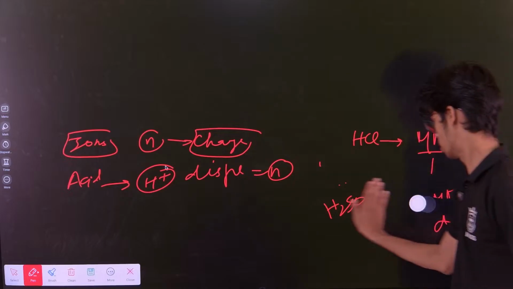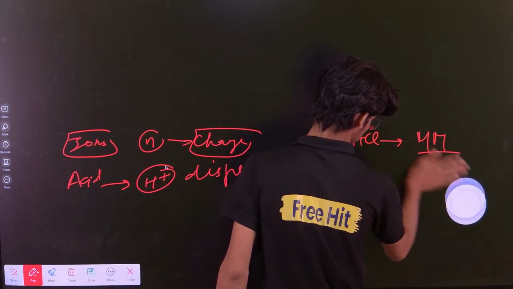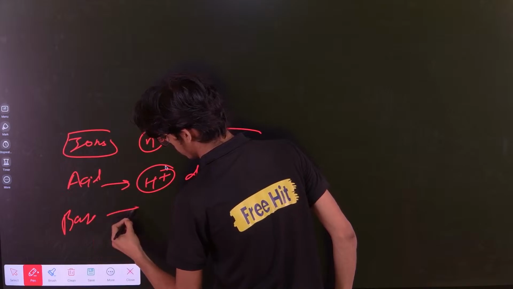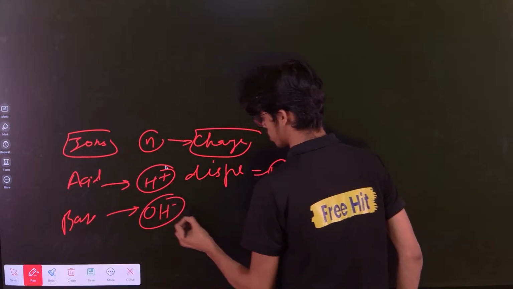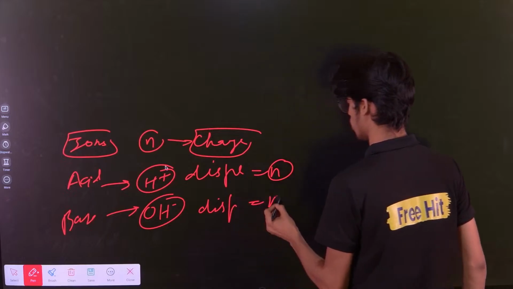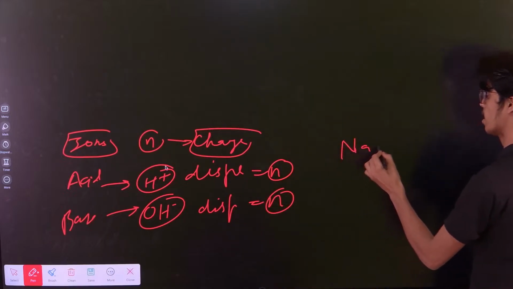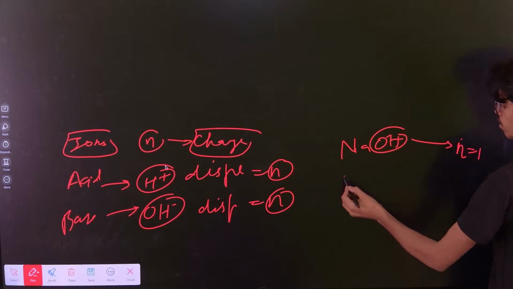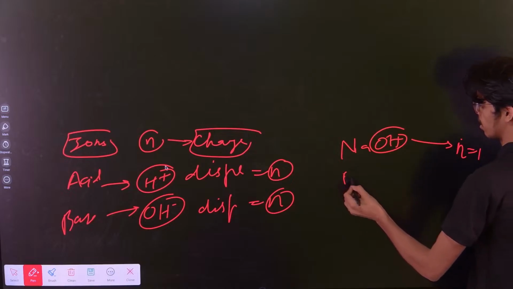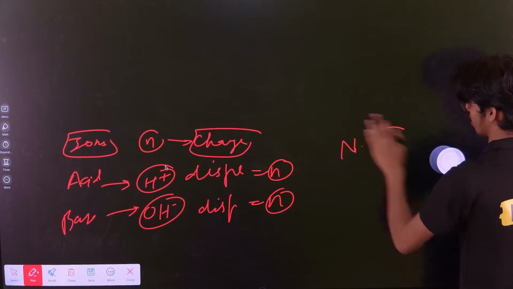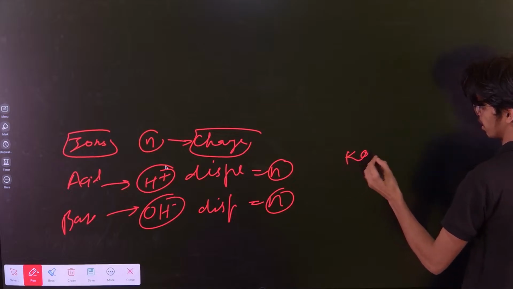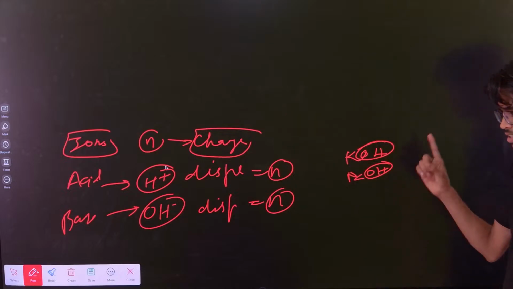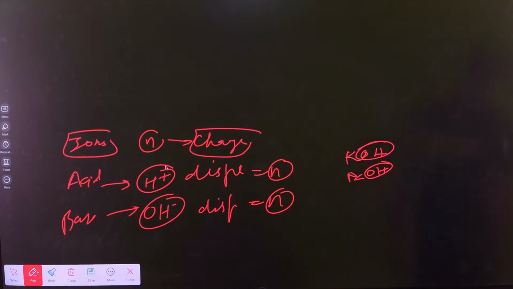Got it? The same way for base. For base, it is the number of OH negative ions which can be displaced, and that will give you the value of N. For an example, in NaOH, only one OH can be displaced, so the value of N is equal to 1. In case of other compounds, like KOH, NaOH, what is the number of hydroxide ions? 1. So that is the value of N. Got it?